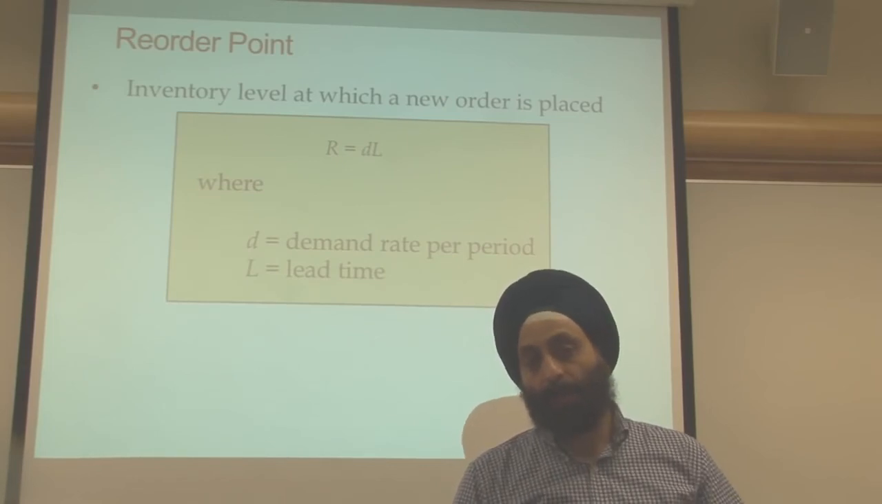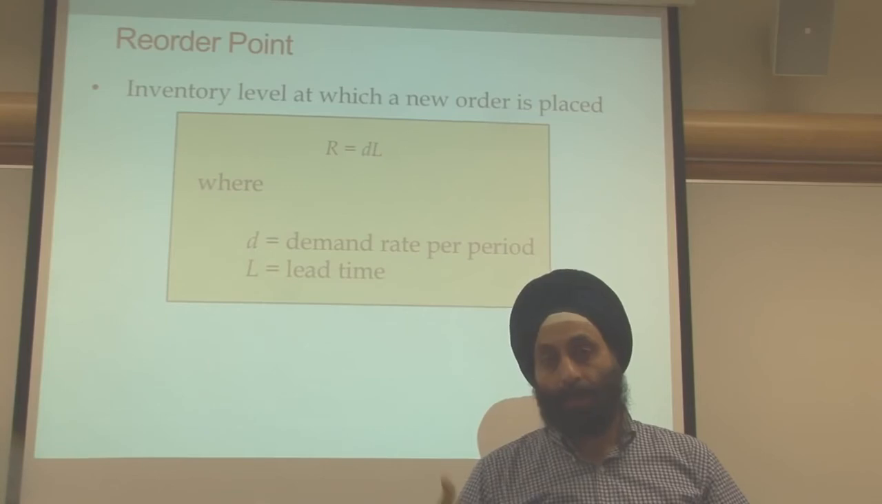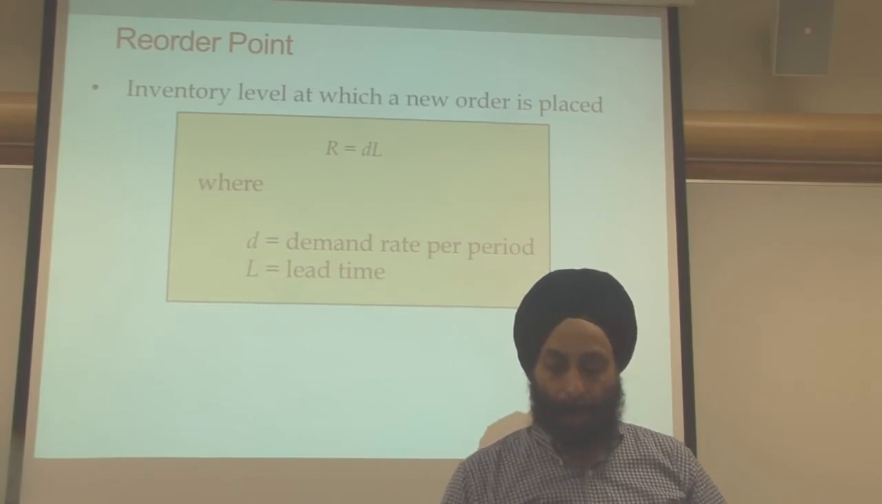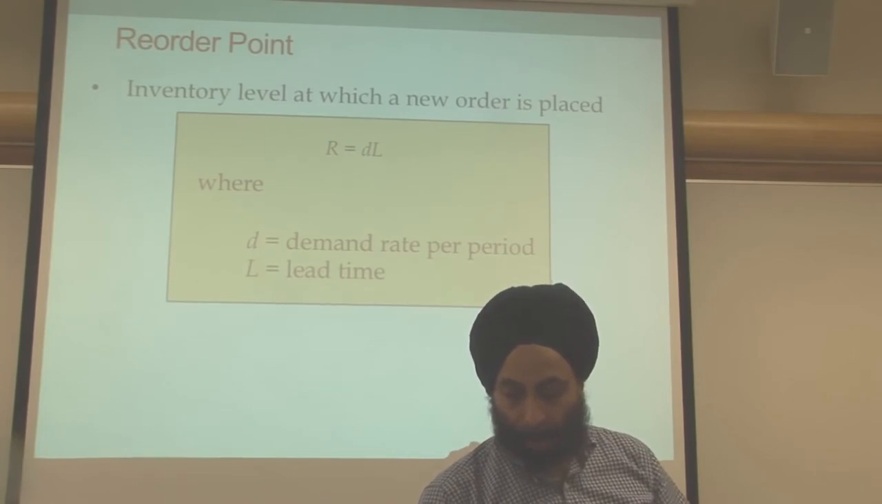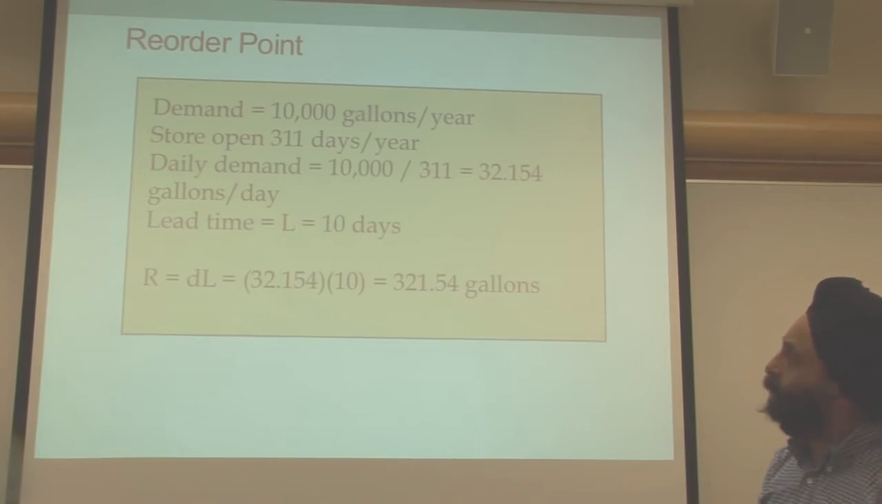So if you have a demand of 3 units per day, for 7 days, that's 21 units, which is the reorder point. In this case, a simple example: demand is 10,000 gallons per year.